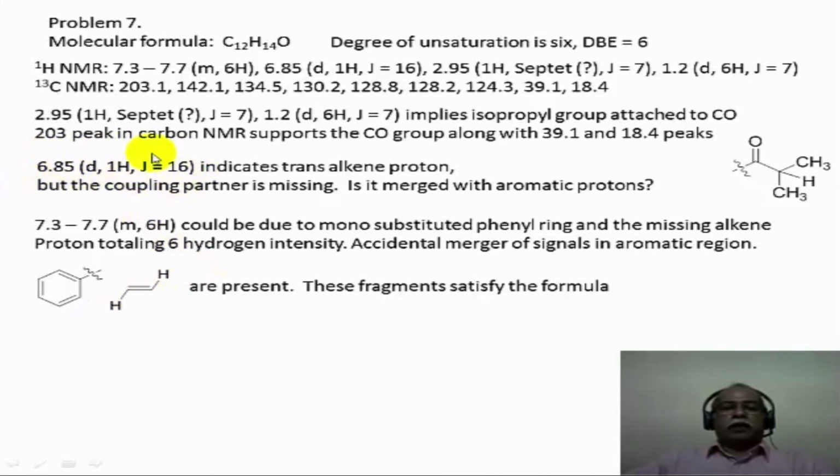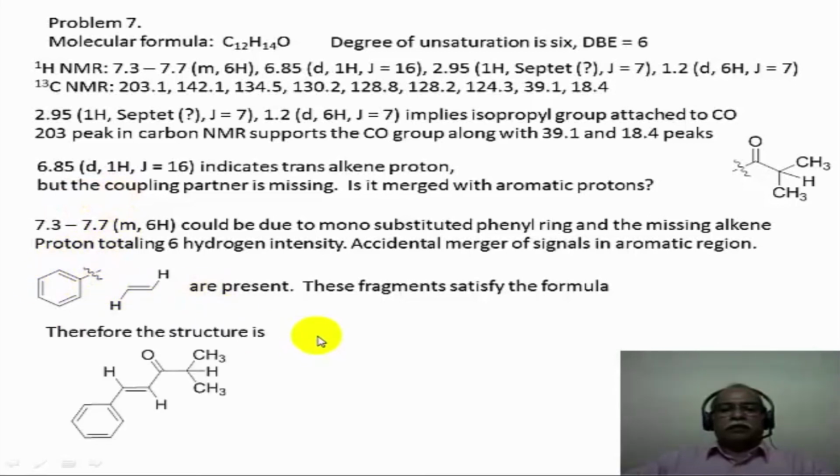Part of the double bond hydrogen is shown here. The other hydrogen is merged with the aromatic system here. So putting all these fragments together, you can arrive at this particular structure. This is an isopropyl phenylethenyl ketone, the structure of the compound. Now you can see the trans double bond corresponding to this particular double bond being a trans geometry.